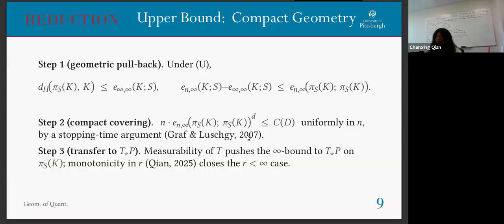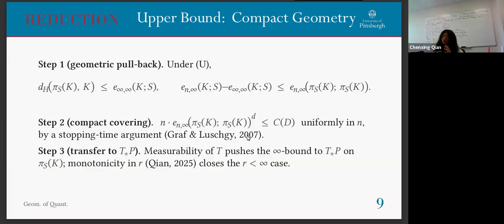And then the third step is we can transfer the upper estimate by pushing forward the bound to the measure, the push forward of P on the projection pi sk, and by the monotonicity of the quantization error with respect to r, we can show the result. By the definition we have an upper bound with respect to the Hausdorff dimension, and we can extend it to the box dimension.